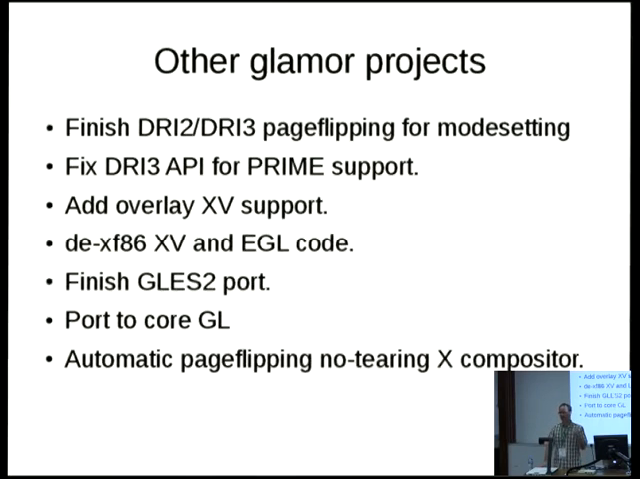And then there's a bunch of other Glamour projects too. We need to finish the page flipping support in the device independent driver. I have just a bug with the tiling of the frame buffer isn't allowed to change when you flip your pages, so I need to make sure that my starting screen is the same type of pixmap as my screen that I'm going to flip to eventually. That looks doable. Fix the DRI3 API for Prime.